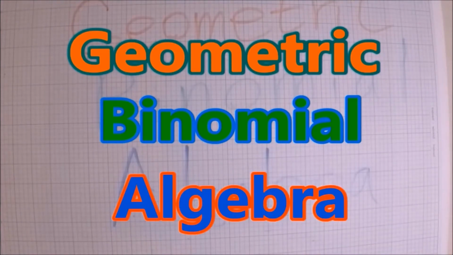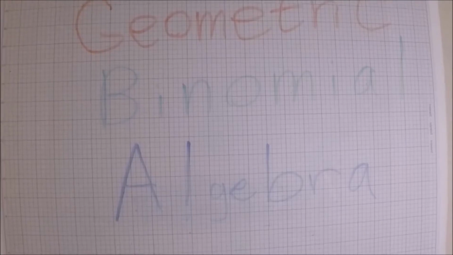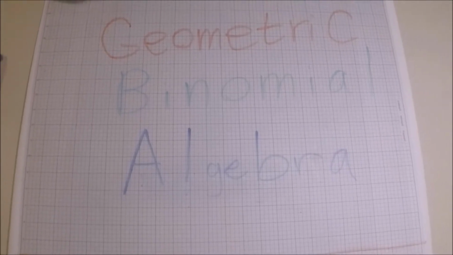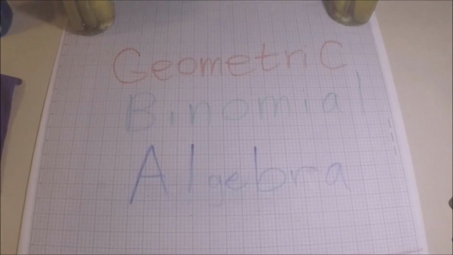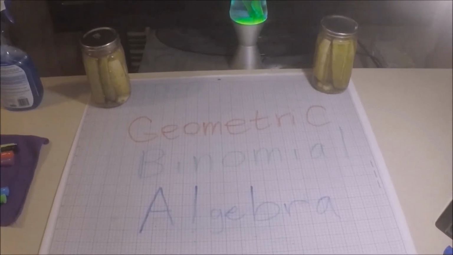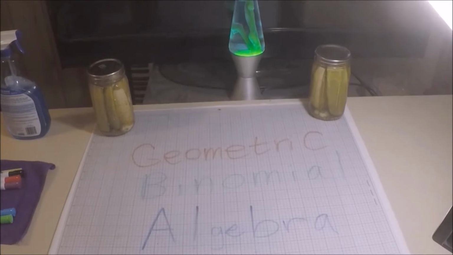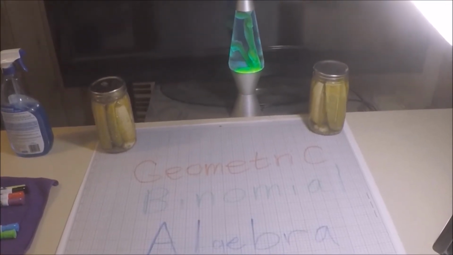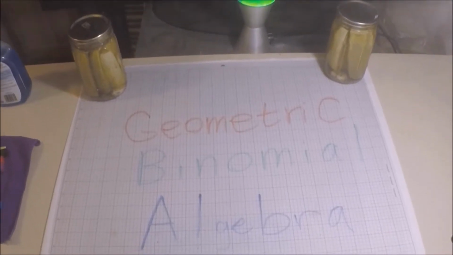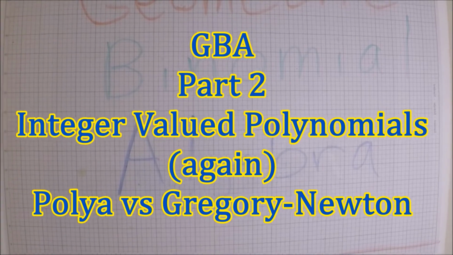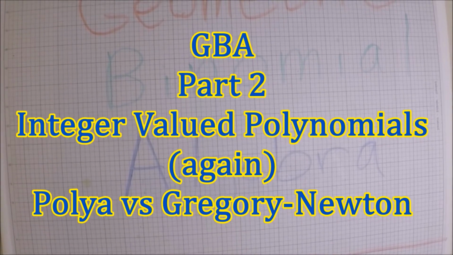Part 1 covered integer-valued polynomials, also known as numerical polynomials, and I was going to do this Part 2 on Vandermonde's identity, but I kind of left the end of Part 1 with some hand-wavy stuff that I feel compelled to detail now. So Part 2 here is just going to focus a little more closely on Polya's formula for his coefficients versus Gregory-Newton, which is really the same thing. And then we'll cover Vandermonde's identity in Part 3.